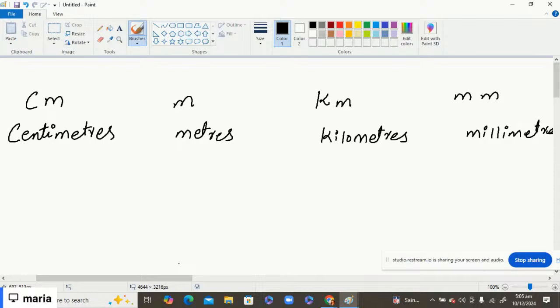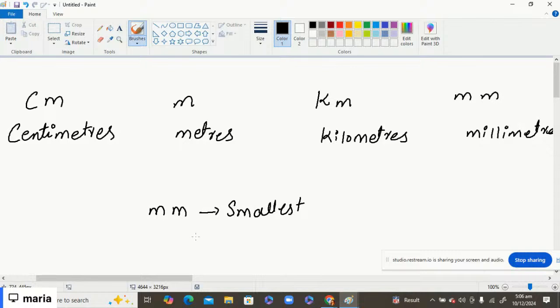All right. So, what are the units of length? Centimeter, meter, kilometer and millimeter. Kilometer is the bigger unit, and the smaller unit is the millimeter. Let me write it down here. First of all, millimeter is the smallest unit. Millimeter is the smallest one.